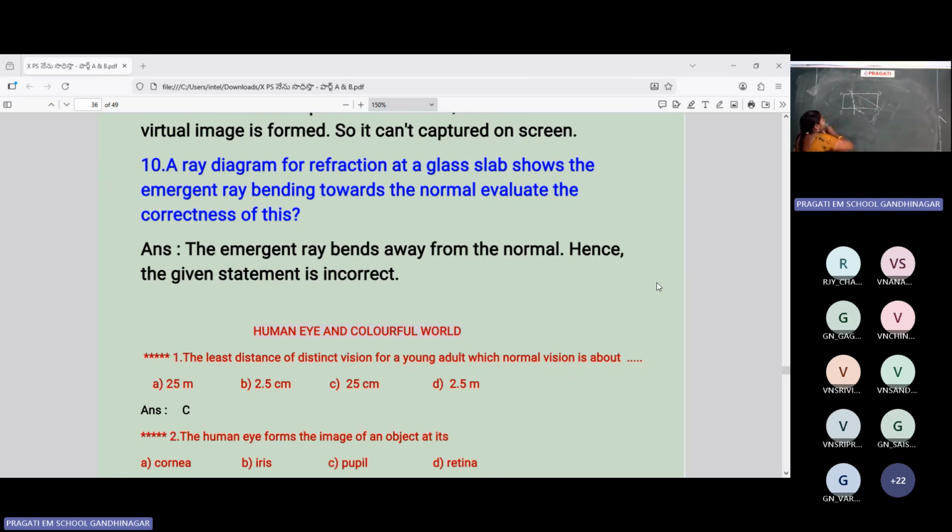But here, see, this is P, Q, R. PQ is the incident ray, QR is the refracted ray, RS is the emergent ray.